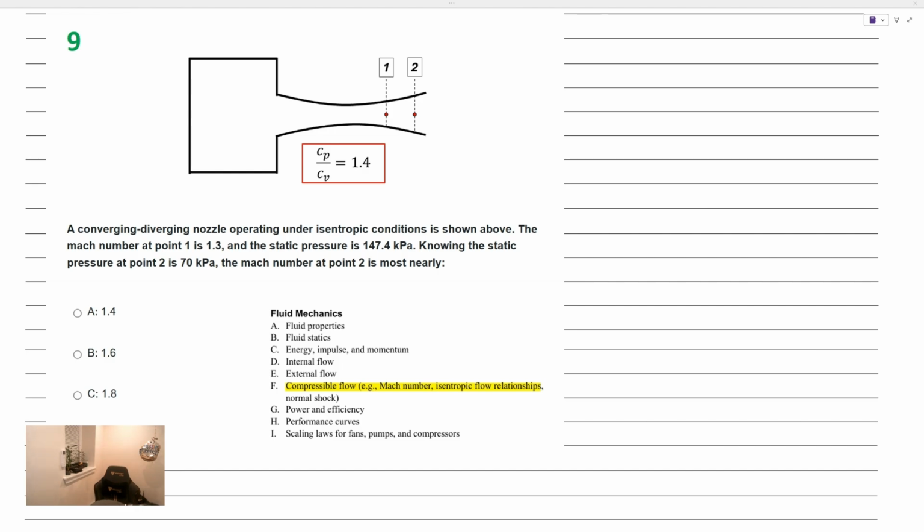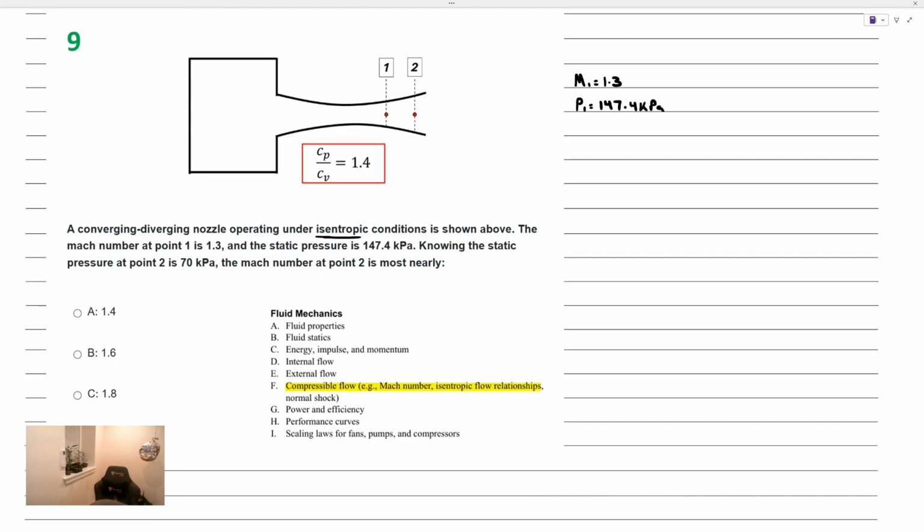It says a converging-diverging nozzle operating under isentropic conditions is shown above. So we know the flow is isentropic. The Mach number at point 1, M1, is 1.3. And the static pressure, and we're going to talk a little bit about what static versus total pressure is, the static pressure at state point 1 is equal to 147.4 kilopascals.